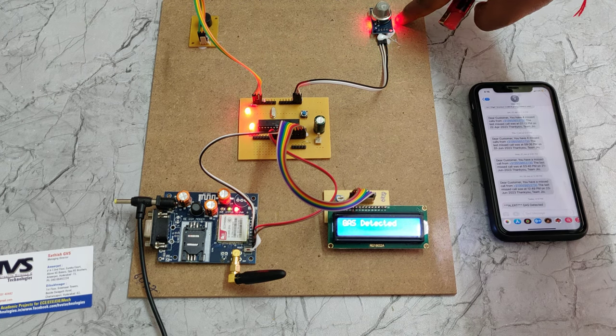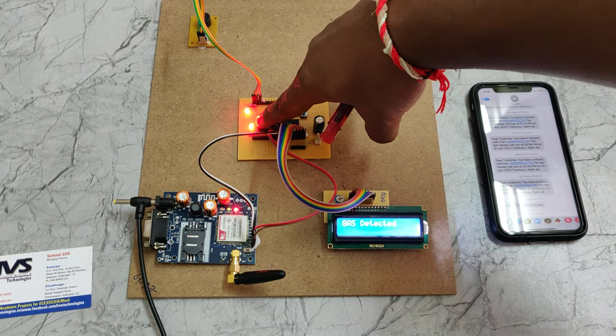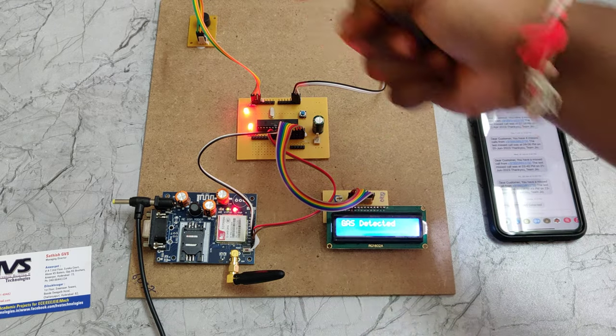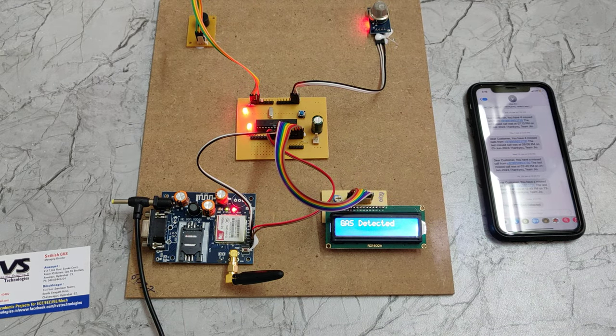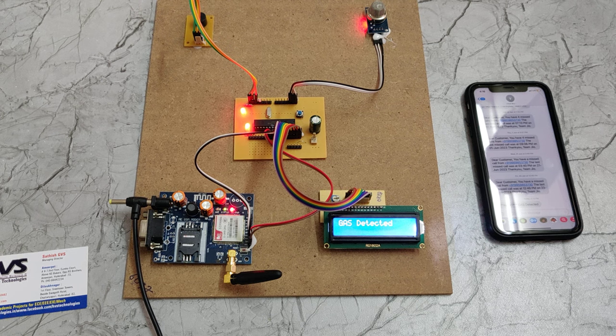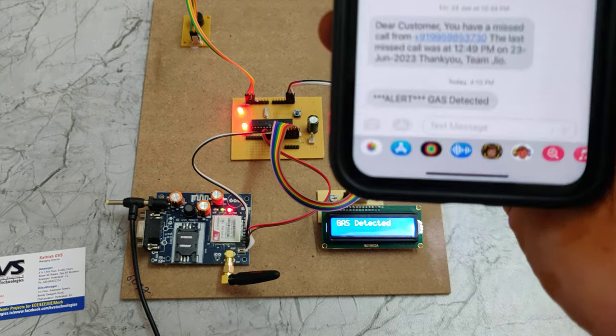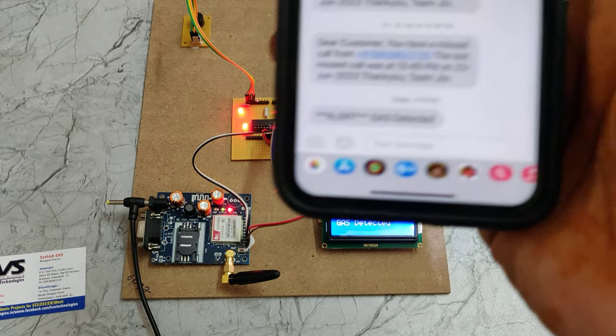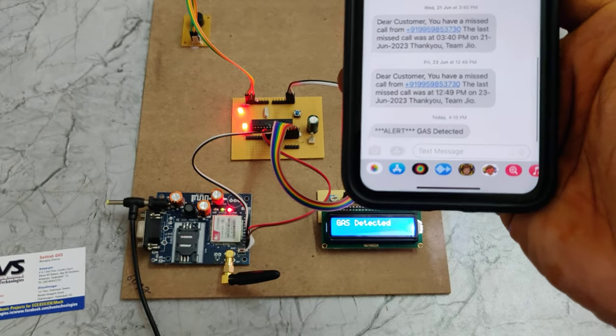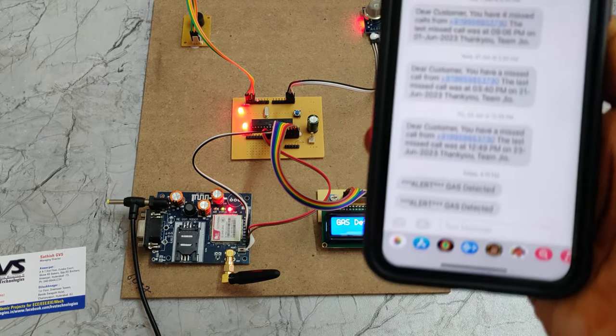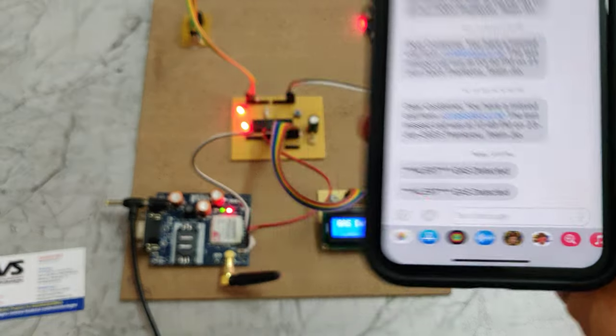Then we can see one light got switched on. Here the LED indication, alert message and buzzer get switched on. It will take around 6 to 7 seconds for the message to arrive in your mobile phone's message inbox. So this is the previous message we received while testing. Right, so we got the message of alert gas detected.